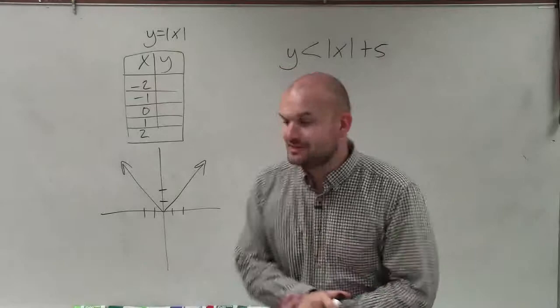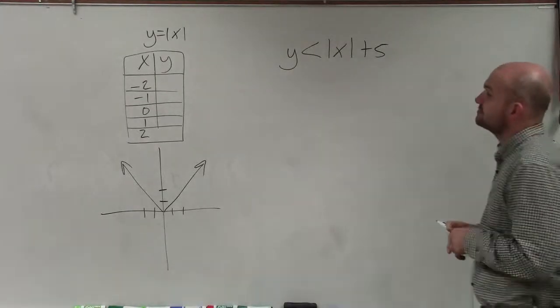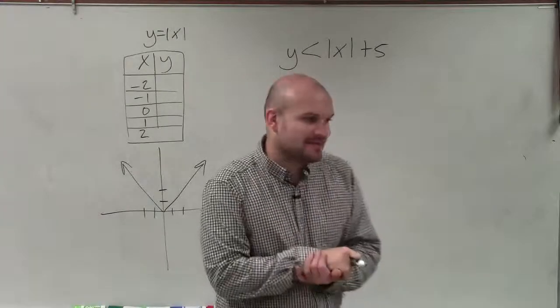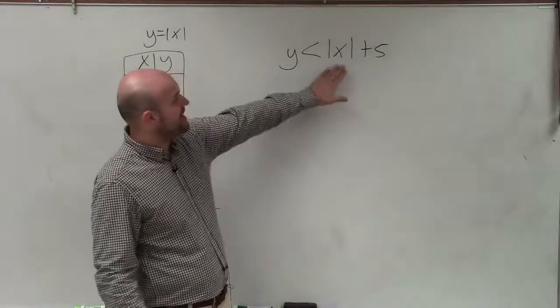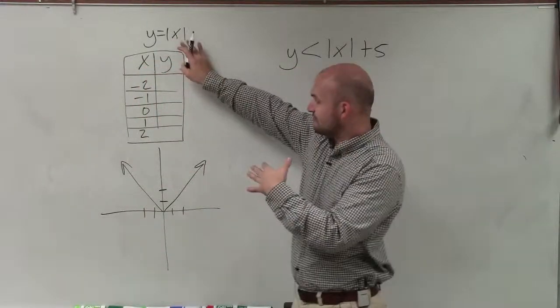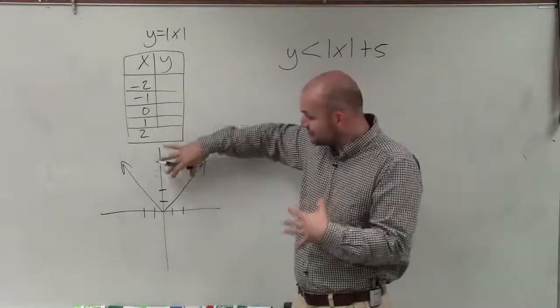Welcome, ladies and gentlemen. So what I'd like to do is show you how to graph the absolute value inequality y is less than absolute value of x plus 5. And I like this problem because when we first do this, what I notice is I'm not affecting anything with my absolute value. So therefore, if we look at our parent graph, y equals absolute value of x, you can see it's going to hold true exactly what this graph is.